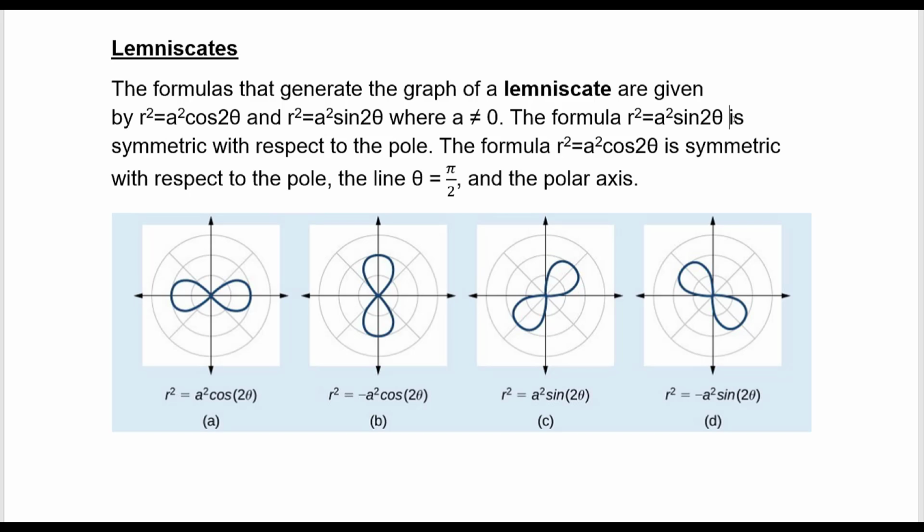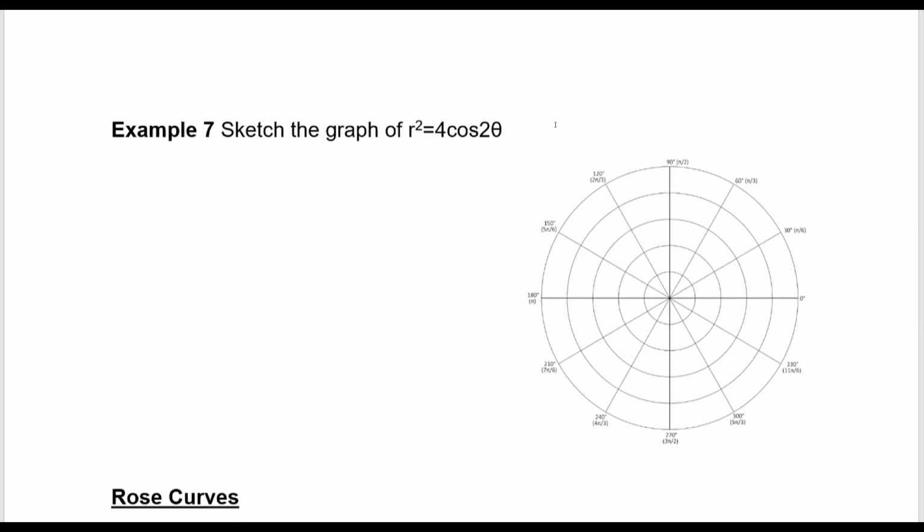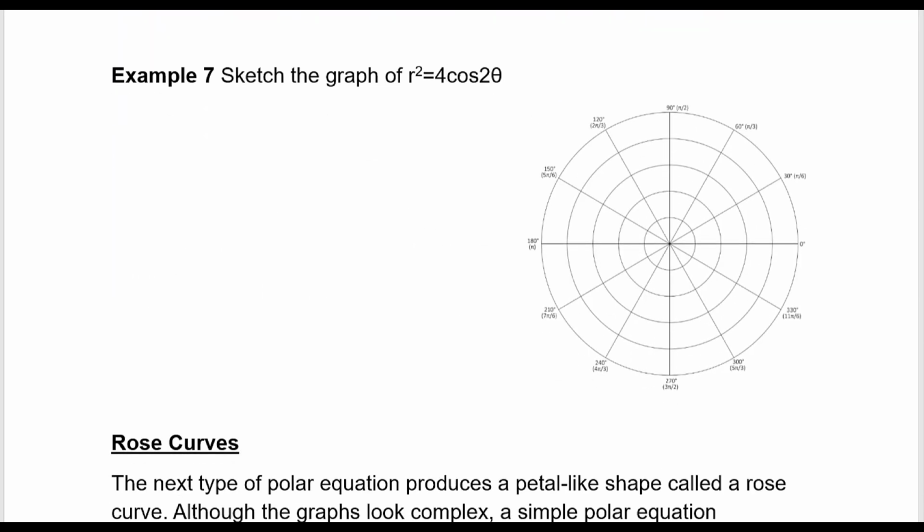So r squared equals a squared cosine 2 theta looks like this, infinity. R squared equals negative a squared cosine 2 theta looks like an 8, or that infinity rotated 90 degrees. R squared equals a squared sine 2 theta is going to be this diagonal infinity going up to that pi over 4. And then r squared equals negative a squared sine 2 theta looks like this infinity again, but going the other way, 3 pi over 4.